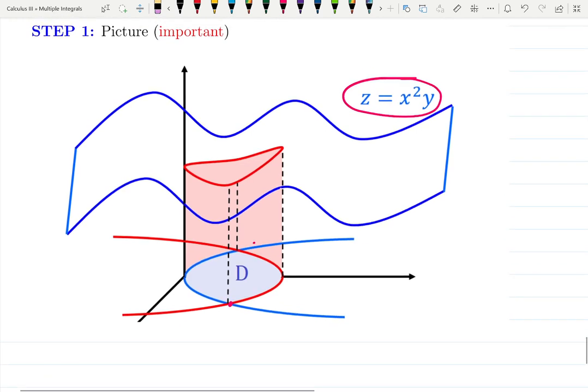Step 1 is always a picture. Without a picture, you cannot do it. So people have to learn how to be comfortable with sketching the graph. We're looking for the volume below this curtain, but above this restricted region, which was created by two lines. The line on the left is the parabola 8 minus x squared, and the line on the right is the parabola y equals x squared.